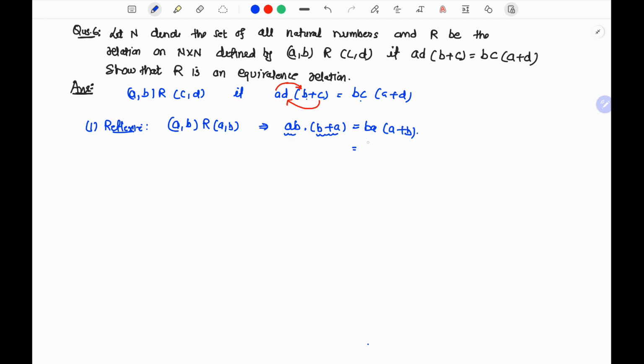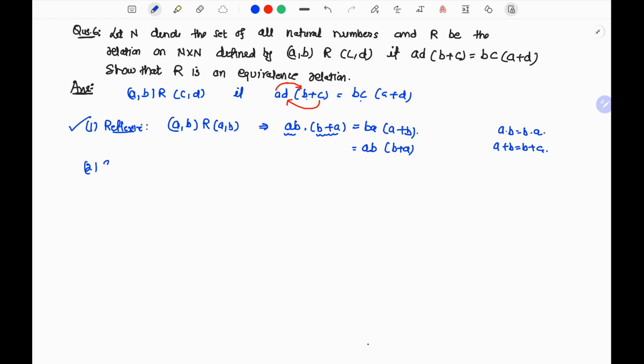So we can write it as AB into B plus A. For natural numbers, A into B will be equal to B into A, commutative law holds for multiplication. A plus B will be equal to B plus A. So left hand side is right hand side. We can say the relation is a reflexive relation.